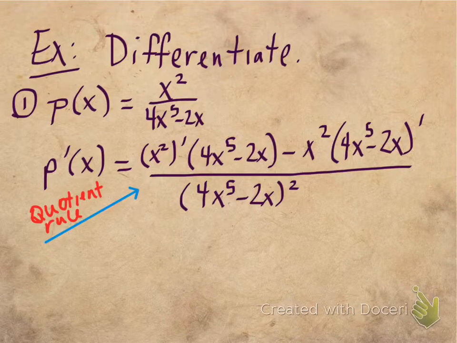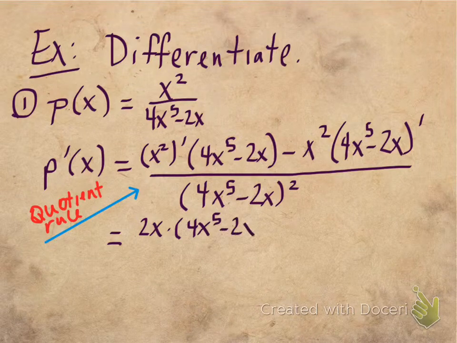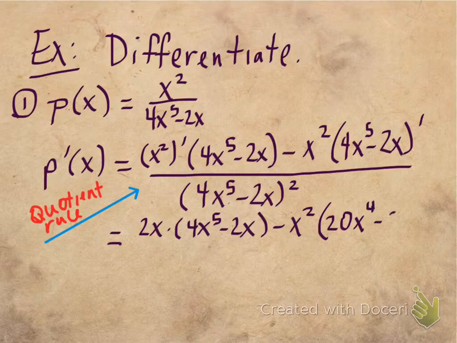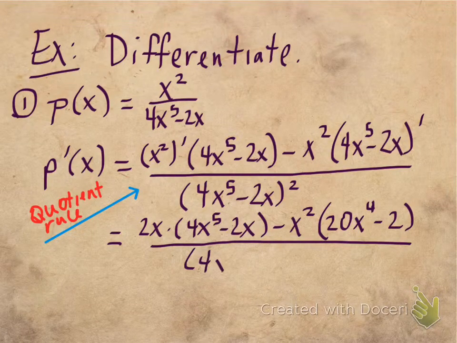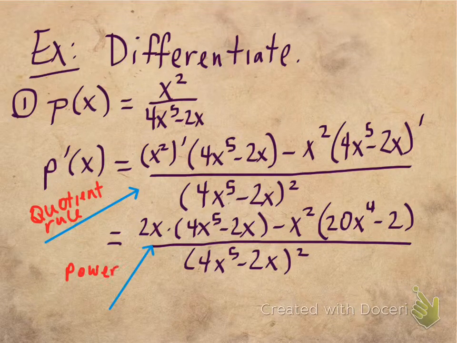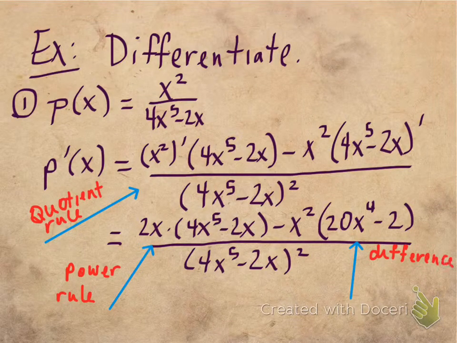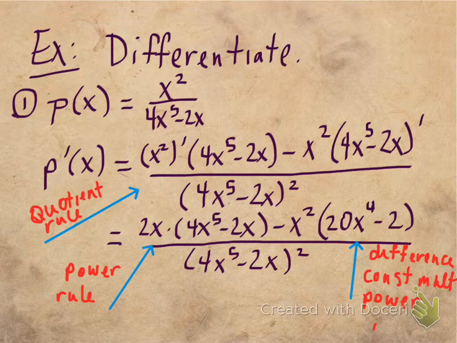Now I'm going to actually take the derivative of those two terms in the numerator. So the derivative of x squared is 2x, and then that gets multiplied by 4x to the fifth minus 2x, minus x squared, and the derivative of 4x to the fifth minus 2x is 20x to the fourth minus 2. And this is all over (4x to the fifth minus 2x) squared. Now, in the first term, I use the power rule. In the second term, I use the difference rule, the constant multiple rule, and the power rule. So don't forget that constant multiple rule. I use that on both terms there.